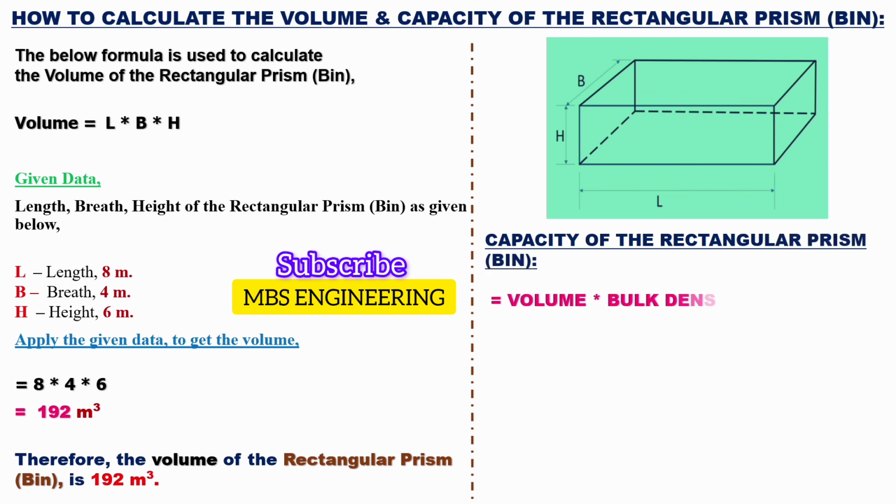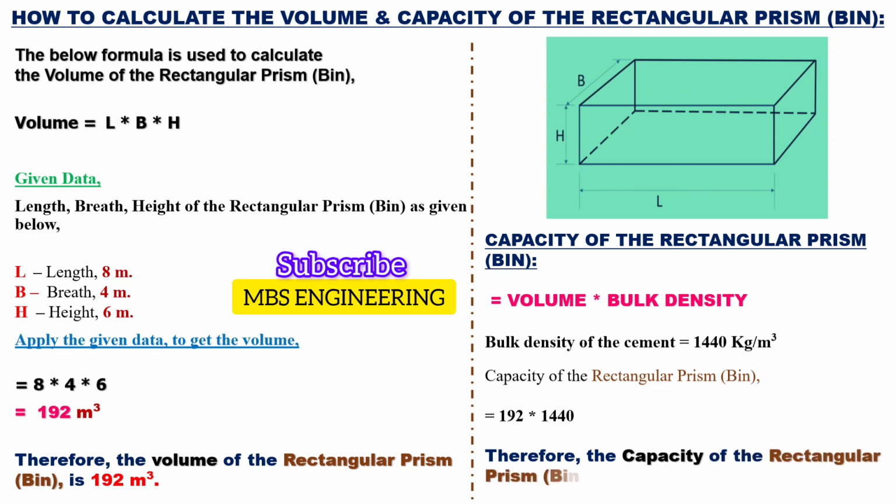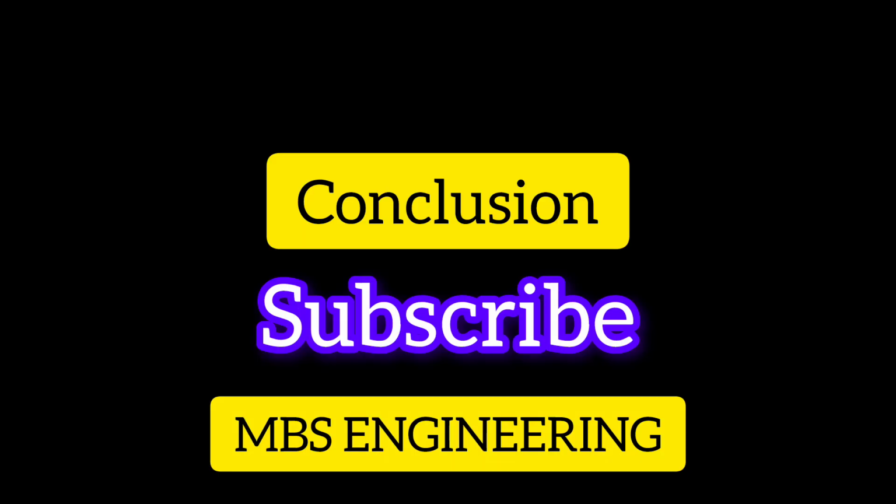Volume multiplied by bulk density of the materials. Assume that the bulk density of the cement is 1440 kilograms per cubic meter. Then, capacity of the rectangular prism, or bin: 192 is multiplied by 1440. Therefore, the capacity of the rectangular prism, or bin is 276,480 kilograms, or 276.48 ton.